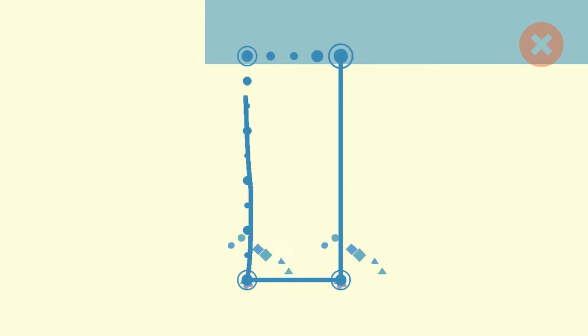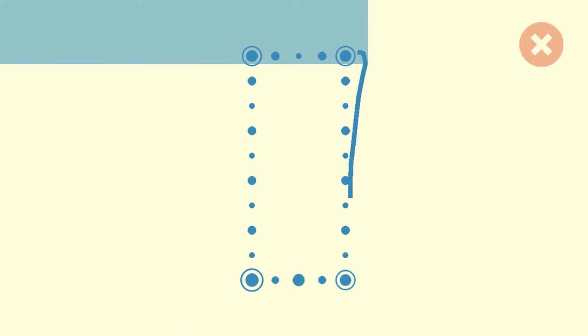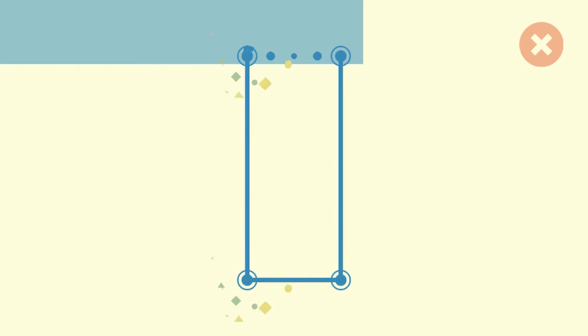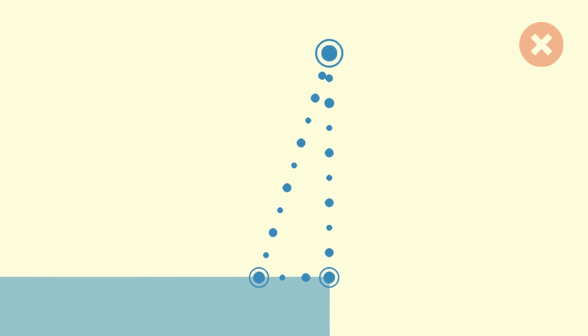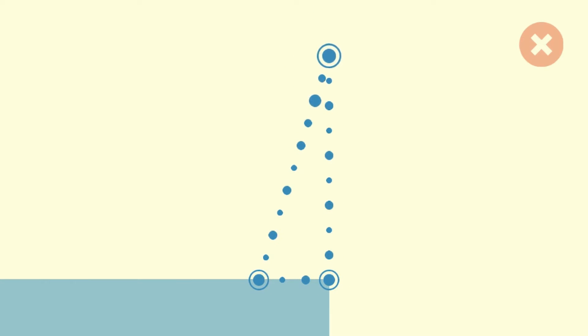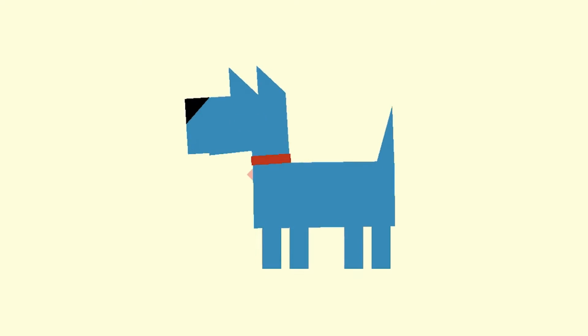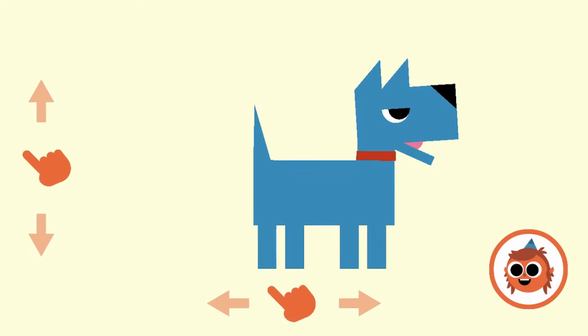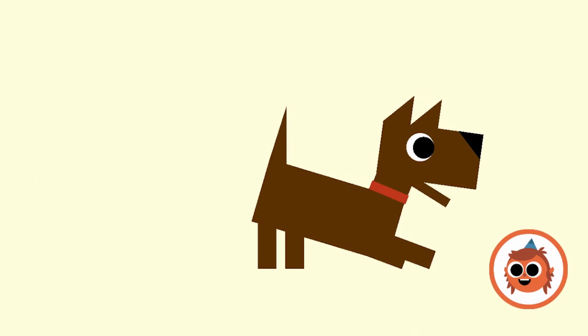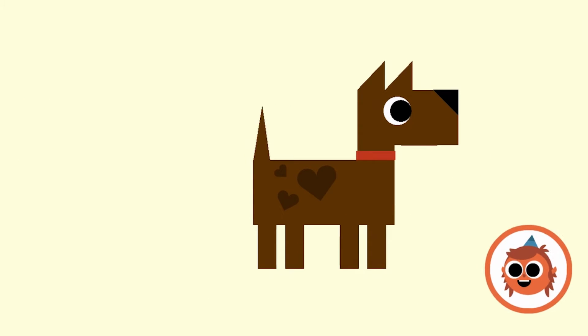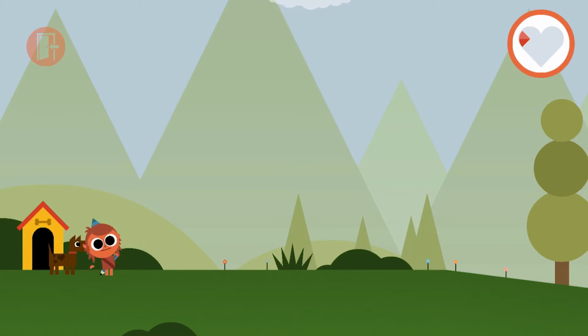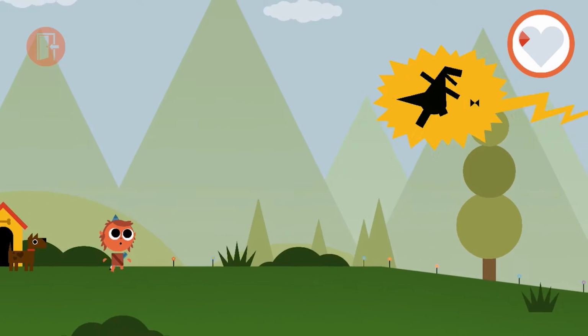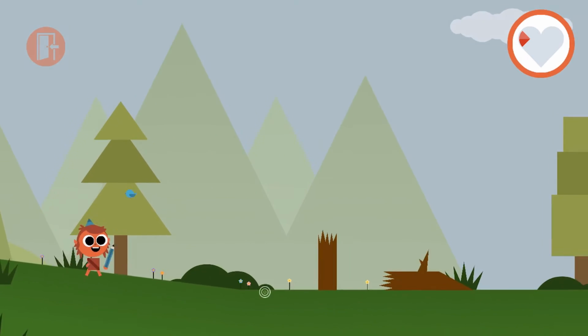A rectangle for one leg. And then another leg. Now I think our friend just needs a tail. One more triangle. And we've done it, we've made a dog. What colour shall our friend be? There we are. Now we've got some company, let's carry on, let's catch that monster.